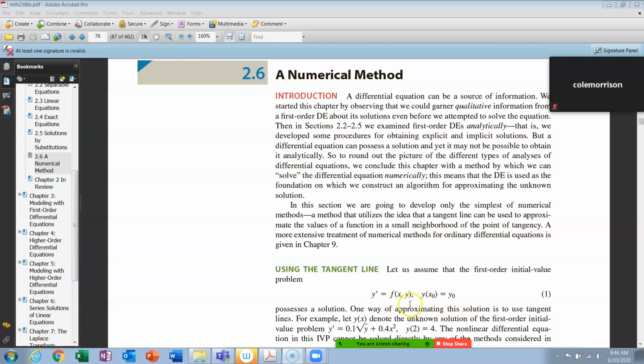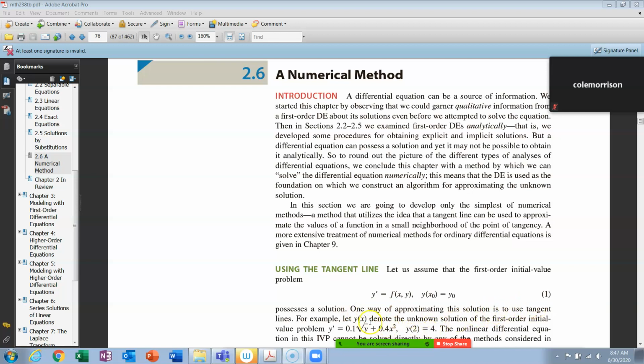Now, you have an initial value. y of x0 is equal to y0. That's pretty standard. The problem may be there's no technique that will solve this. Linear doesn't work, separation of variables doesn't work, exact doesn't work, Bernoulli doesn't work, homogeneous doesn't work. Nothing seems to work. But let's say it does have a solution. You ought to be able to get there. So one way of approximating a solution is to use tangent lines.